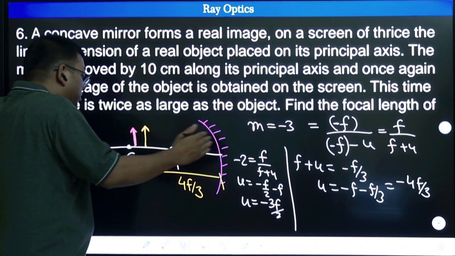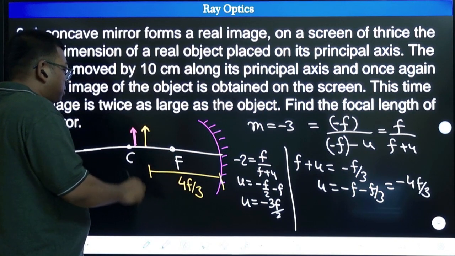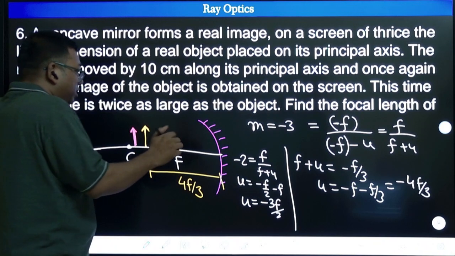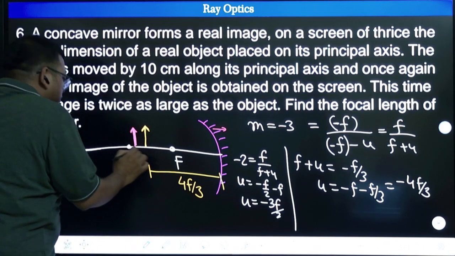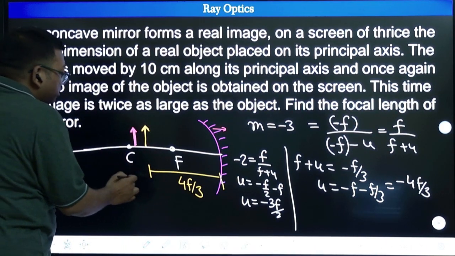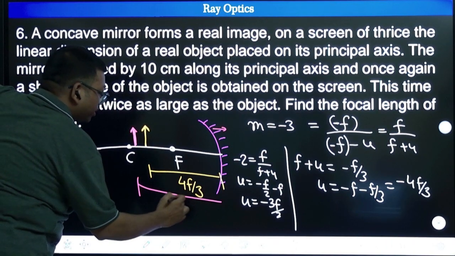That means we have moved the mirror away, right? So we are considering that we have moved the mirror away. So how much distance have we moved? This difference we can calculate. So this is how much? This is 3f by 2.